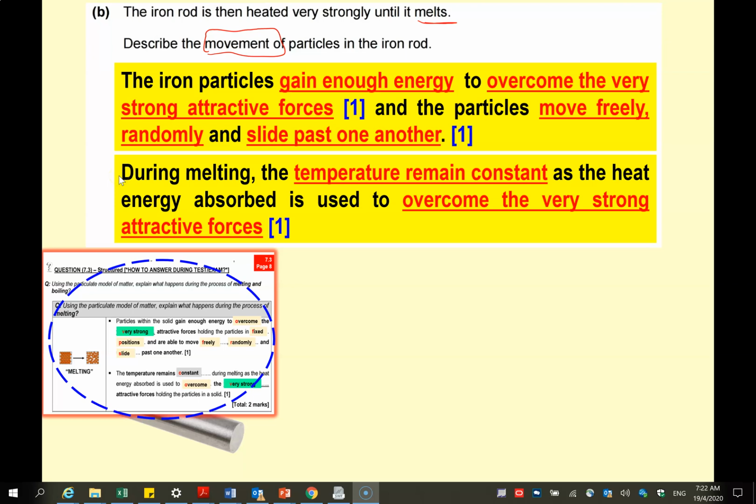Another thing to note is during melting, the temperature, which is the melting point, remains constant because the heat energy absorbed is used to overcome the very strong attractive forces, so the particles can move freely and start to slide past one another.